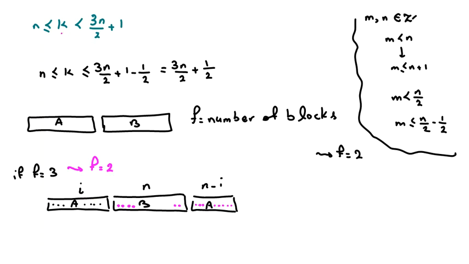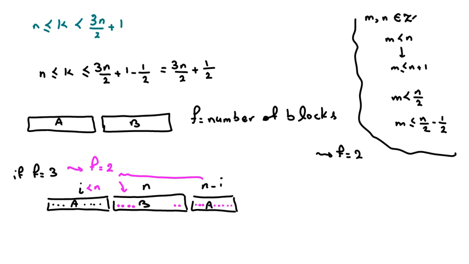Why? Because we are considering k at least n. We know i is strictly less than n. So k will be here in some part after n up to 3n over 2 plus 1. So for this case, if f equals 3, f changes to 2, and that n and k are good.